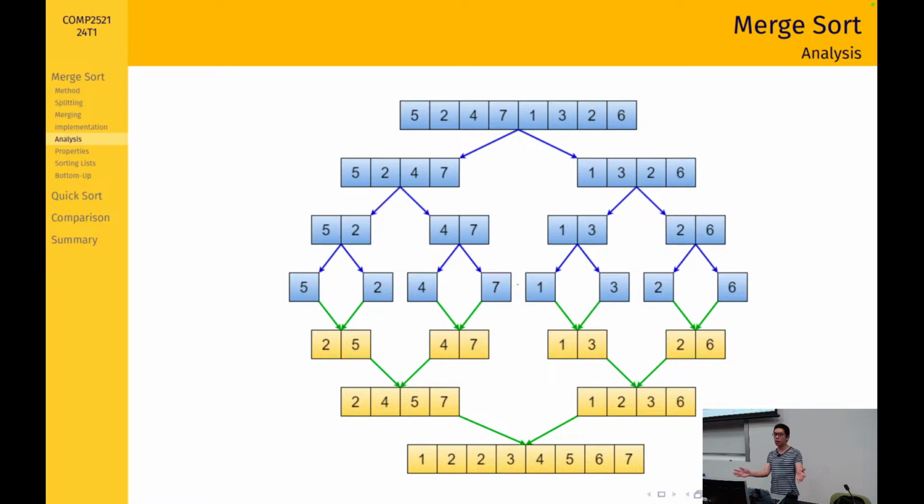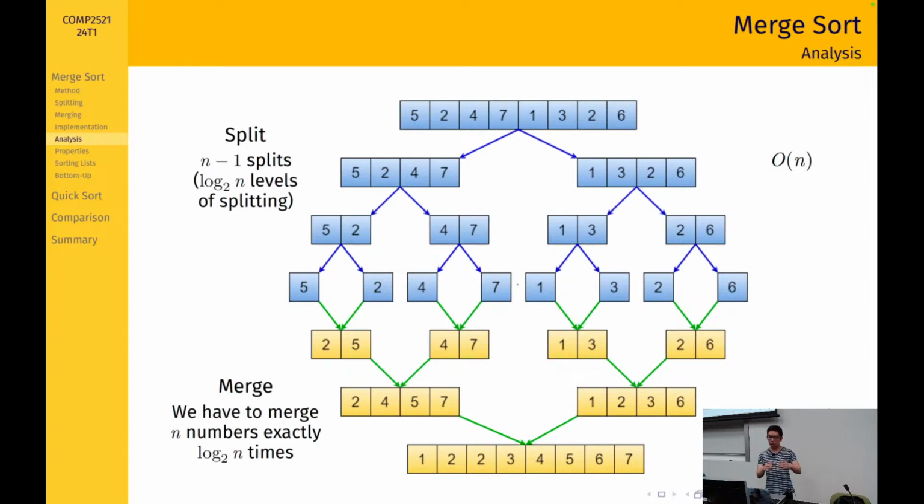Right, so here's the diagram of how merge sort works. In the top half in blue, you have the splitting of the arrays, and then the yellow shows the merging of the sorted arrays into bigger sorted arrays. Okay, so how did we analyze merge sort? We looked at the splitting and the merging.